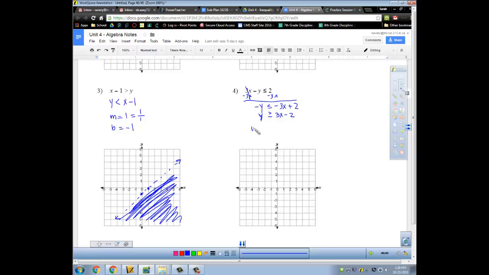So here my m is 3, so 3 over 1. And my b, my y-intercept, is -2. So I'm going to start at -2, and I go up 3 over 1. This is going to be a solid line, a normal line, because it's less than or equal to. The equal to part tells me that it's just a normal line. So I'm going to connect them. And then I look and I see y is greater than or equal to 3x minus 2, so I want numbers that are on the greater side.